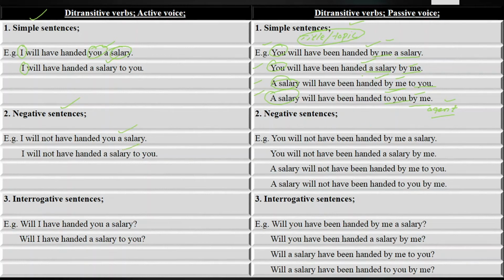You will not have been ended by me a salary. You will not have been ended a salary by me. A salary will not have been ended by me to you. A salary will not have been ended to you by me.